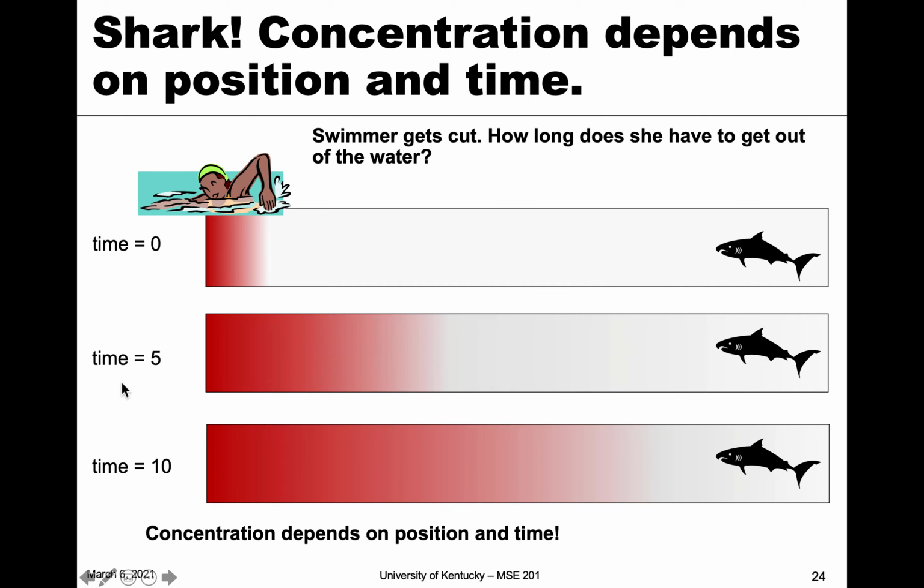And so this basically shows us that the concentration not only depends upon position, but also time. And so that means that the flux would change as well. So our concentration depends on position and time, and far enough away, at some point maybe the shark senses your blood. So that's the idea with this rough example here.